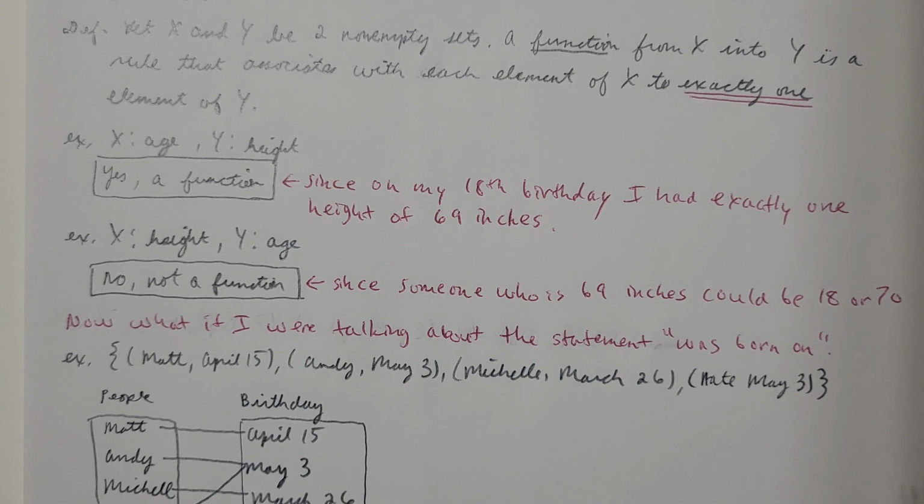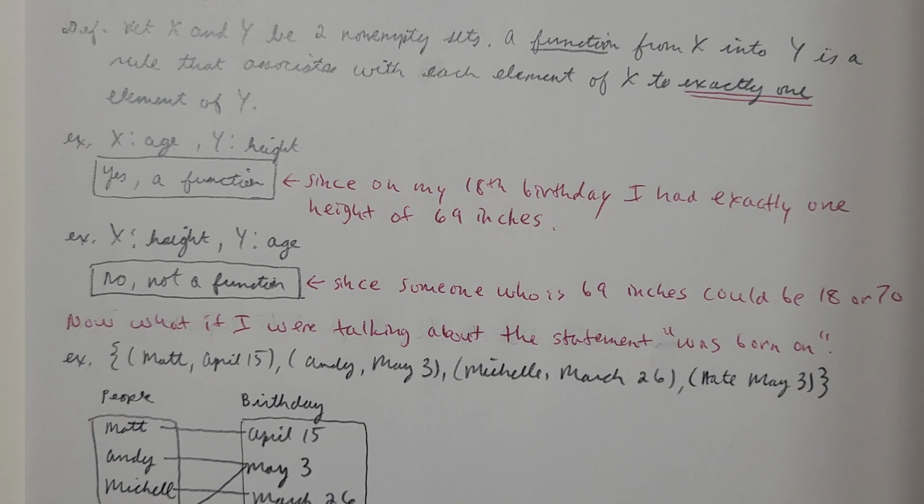Okay, if I switch x and y though, if x is height and y is age, that's not going to be a function. So somebody who is 5 feet 11 inches, let's say, doesn't only have one age, right? There's lots of people that are 5 feet 11 inches that have several different ages. You could be talking about an 18-year-old, or you can be talking about a 72-year-old, right? And so that's not going to be a function. Okay.